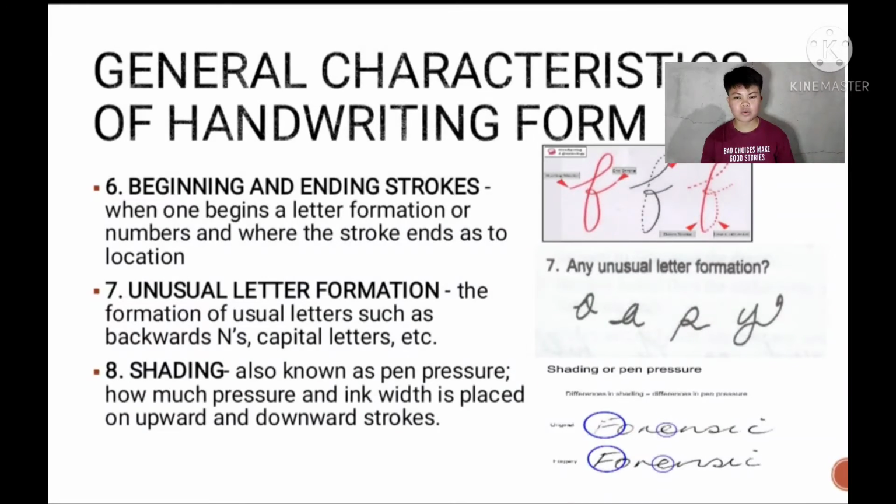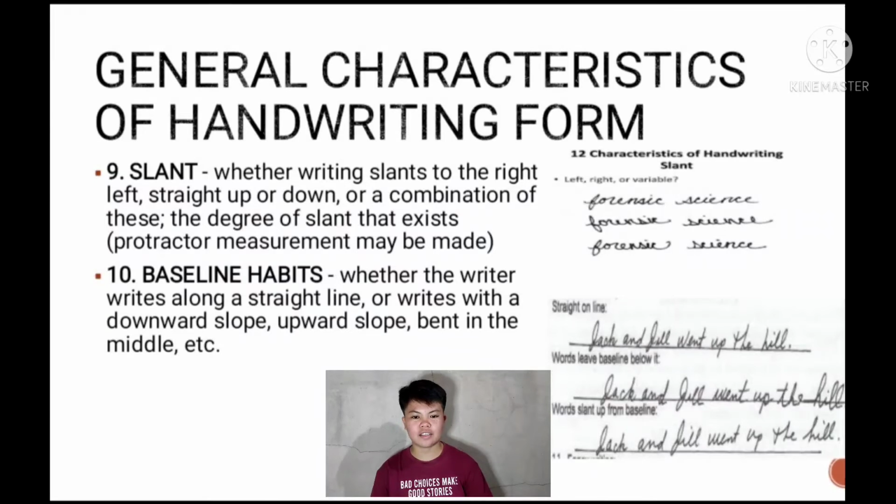Slant looks at which way the letters tend to slant, either to the left, right, or no slant at all. Number 9 is the slant. Whether writing slants to the right, left, straight, up, or down, or a combination of these. The degree of slant that exists, using protractor measurement, may be made.